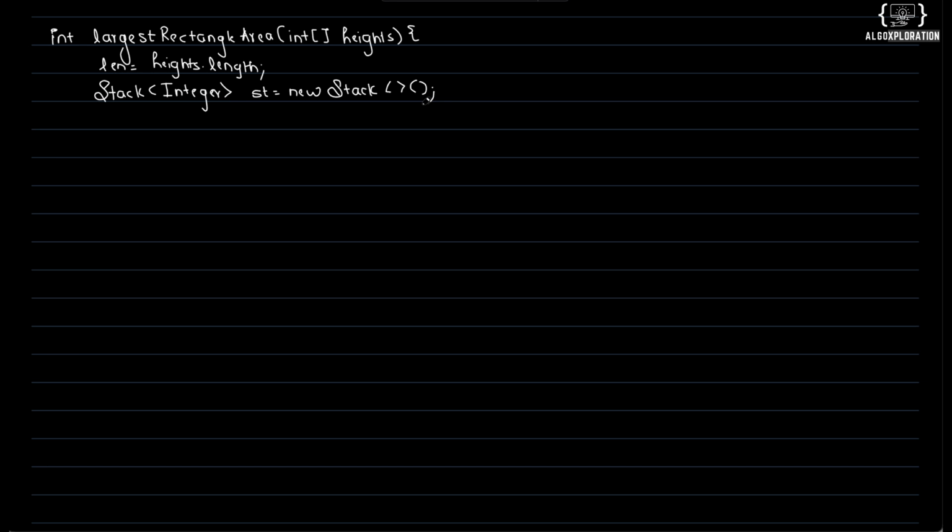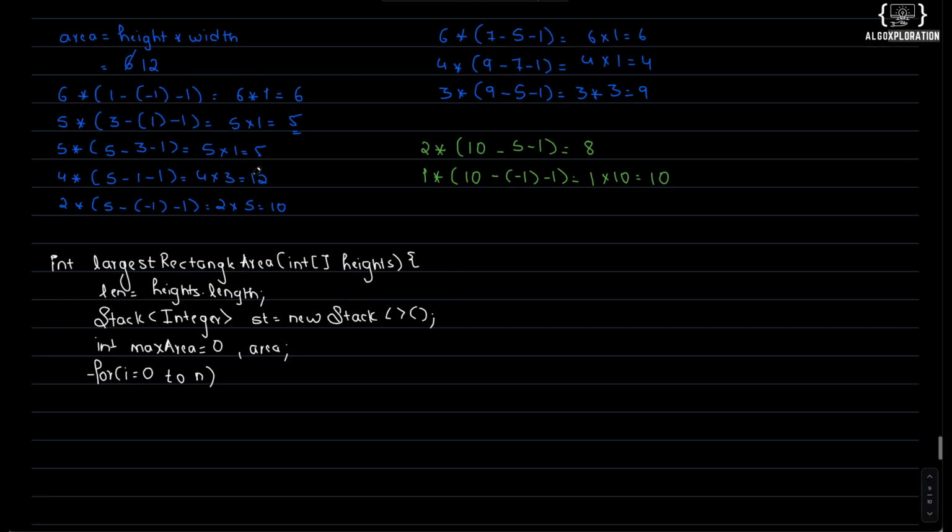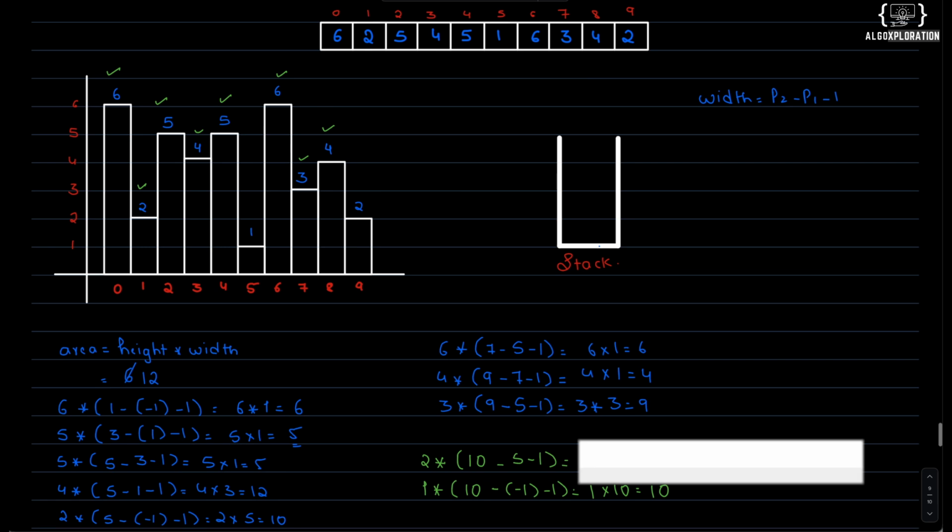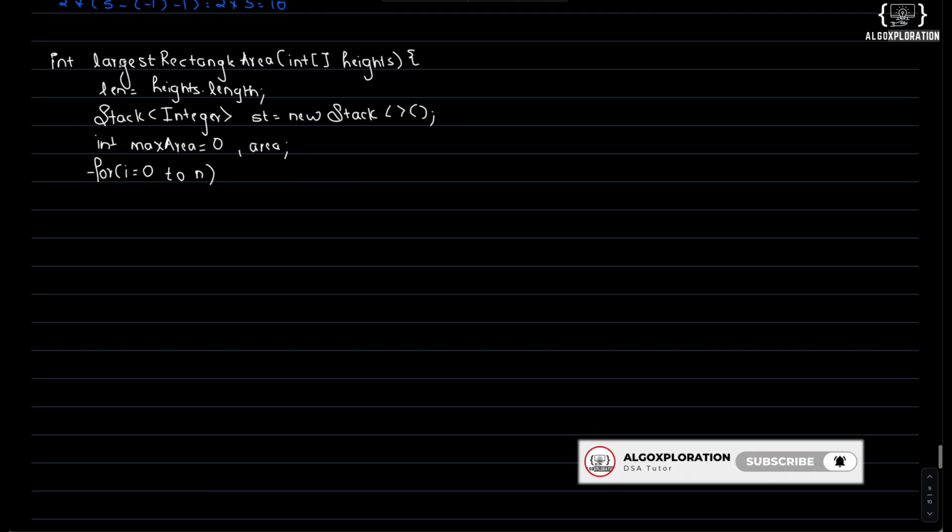Now over here I have created this stack. I'll also initialize the max area to find the maximum area, which will be 0, and the area to find the area for every block. Now I will have a for loop running from 0 till n, because we are finding the area for each and every block. Right? So hence the for loop will be running from 0 to n.